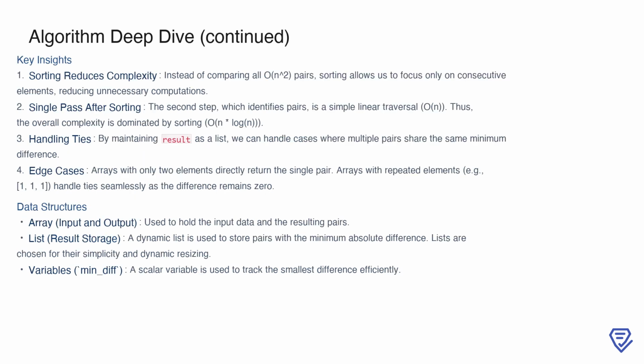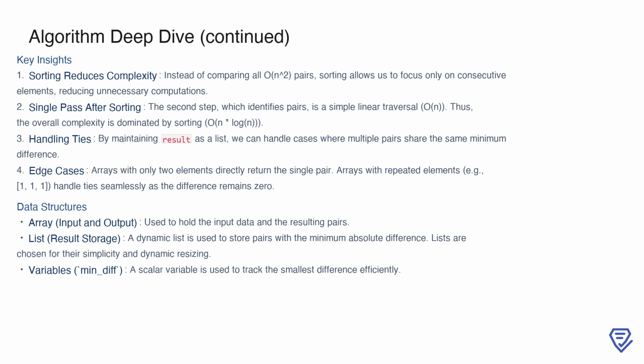There are several key insights that make this algorithm both efficient and robust. First, sorting the array significantly reduces the complexity of the problem. Instead of comparing all possible pairs, which would take n squared time, sorting allows us to focus only on consecutive elements, leading to a much faster solution.